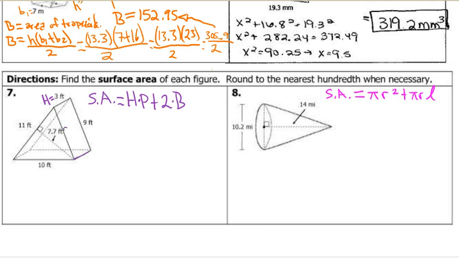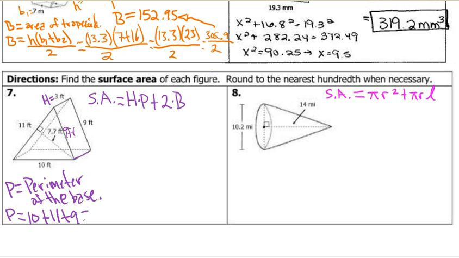So this is the same as this. So this is 9 feet. So let me write that down here. So P equals perimeter of the base. So it's going to be just P equals 10 plus 11 plus 9. So here we go, 9 and 11 is 20. 20 plus 10 is 30, so it's 30 feet. That's my P, so now I'm gonna just start plugging it in here.